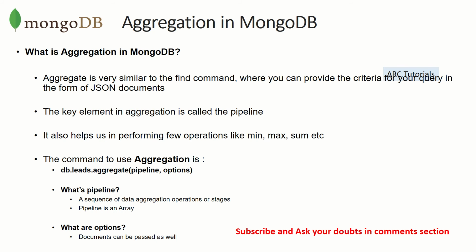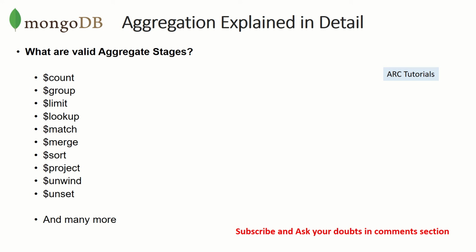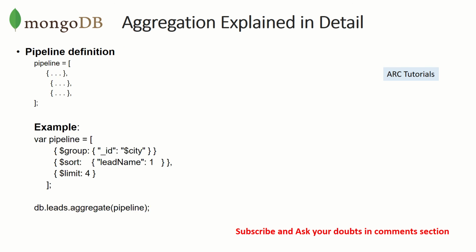Now the command is db.leads.aggregate. That's the command, and a pipeline is nothing but an array, a sequence of operations or stages. There are also options, which are documents with settings that we can apply. I'll cover that later. Let's first see the different stages. We can pass any of these stages like count, group, limit, match, merge, sort, project, unwind, unset, etc. I'll show you with some examples.